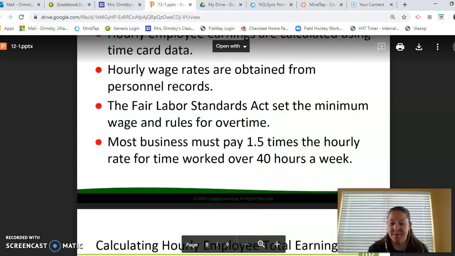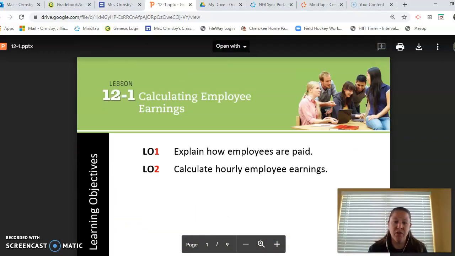Hi everyone. Today we are starting Chapter 12, and Chapter 12 is all about payroll. So if you're responsible for doing the accounting or the bookkeeping for a company, you're also going to be responsible for paying the employees of the company. And so that's what this whole chapter is about.